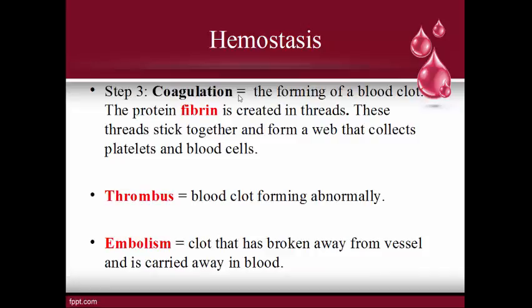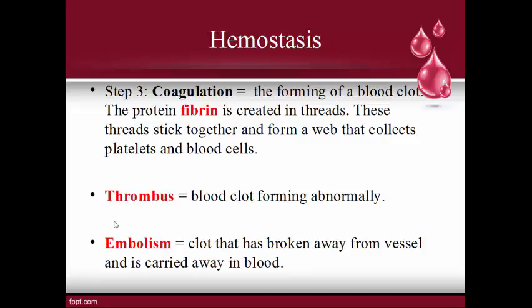And step number 3, coagulation. This is the actual forming of the blood clot itself. There's a protein called fibrin that is created in very thin, very strong, very sticky threads. And these form basically a big spider web over the damaged area. And this will collect other cells as they go by, and this will help form a clot over that damaged area to help fill that space so less blood is lost.